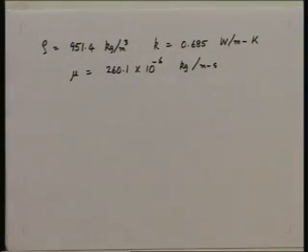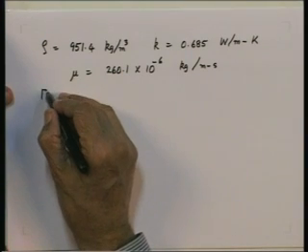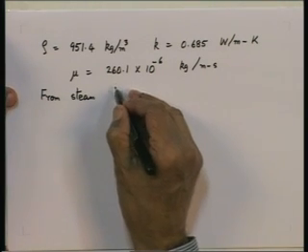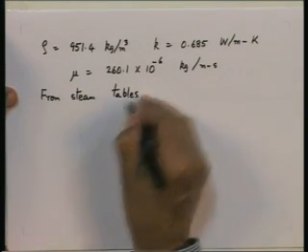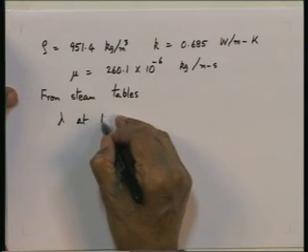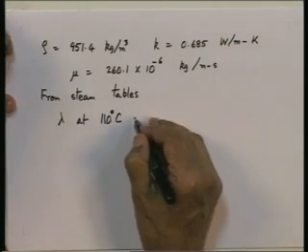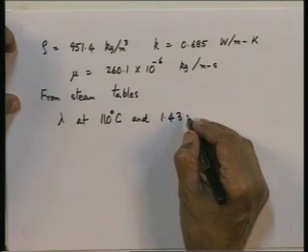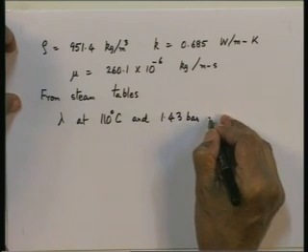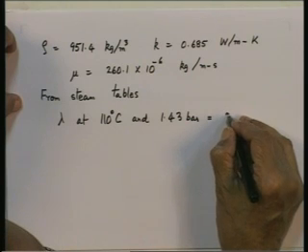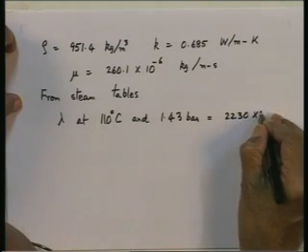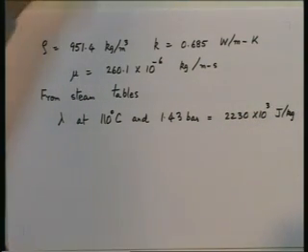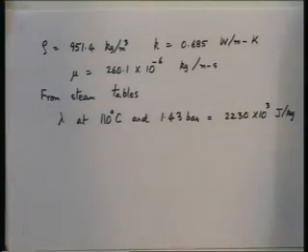We will also need the value of lambda. So, from the steam tables, we can look up the value of lambda, the latent heat. Lambda at 110 degrees centigrade and 1.43 bar. This is a saturated pressure corresponding to the temperature of 110. The value of lambda in the tables is 2230 into 10 to the power of 3 joules per kilogram. So, these are the properties. First, look up the properties. Now, substitute into the Nusselt formula.